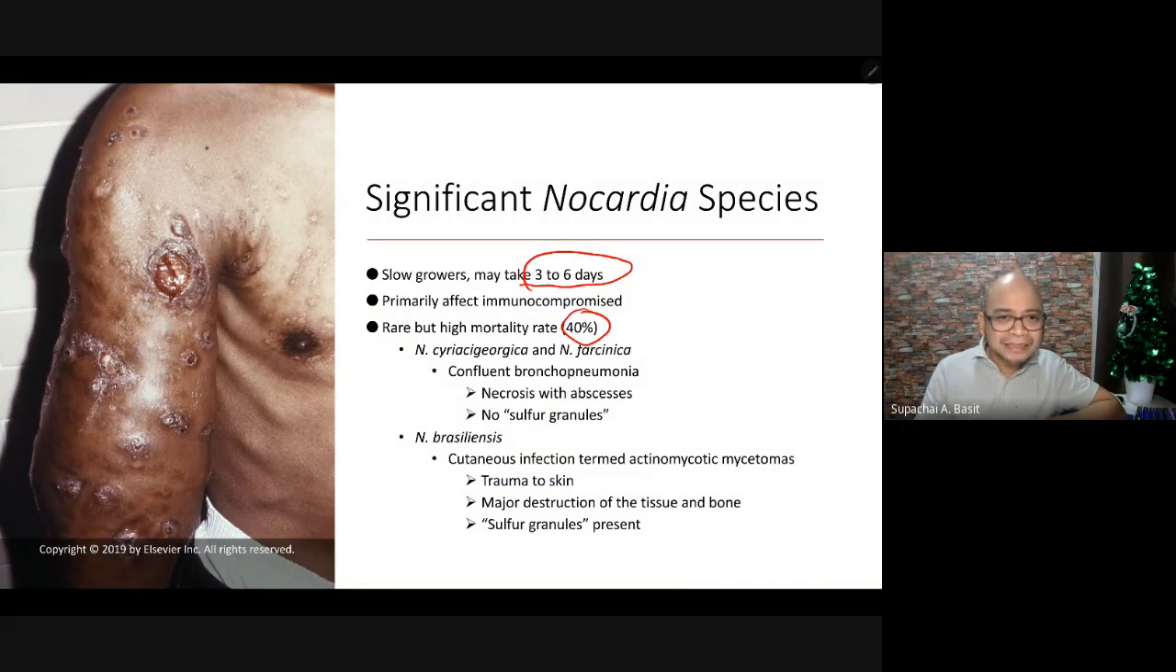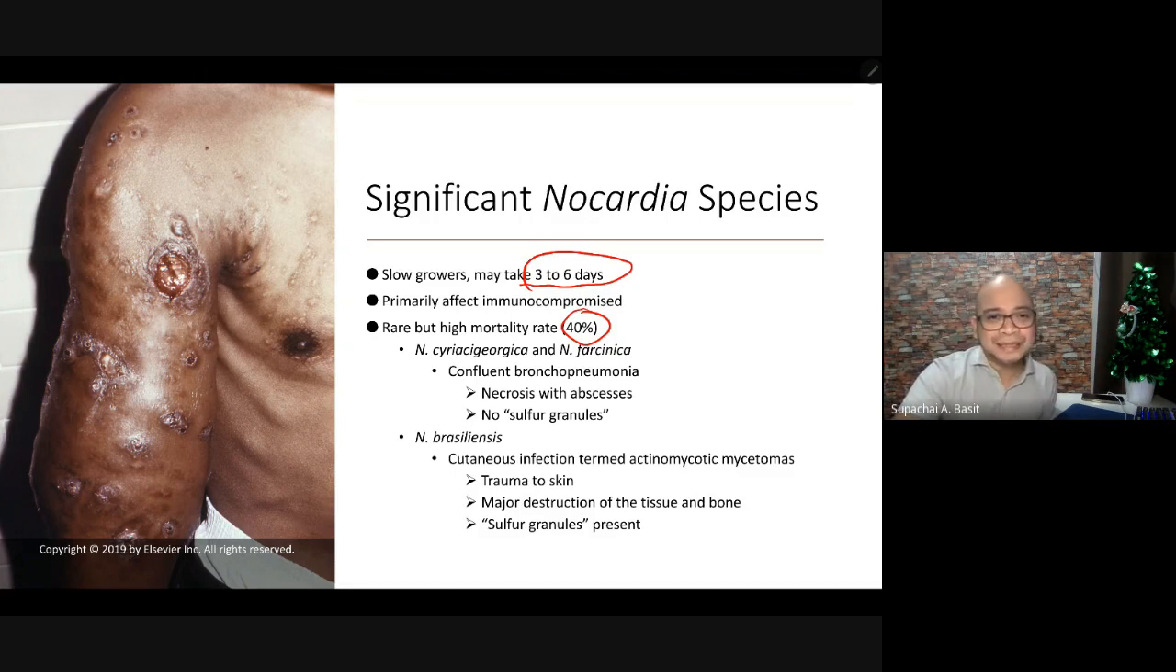So what are the different Nocardia species? We have Nocardia cyriacigeorgica. Let me pronounce that again. Nocardia cyriacigeorgica. And the other one is Nocardia porcinica. It's a tongue twister, no? These two would cause confluent bronchopneumonia, usually characterized by necrosis with abscess, and there are no sulfur granules.